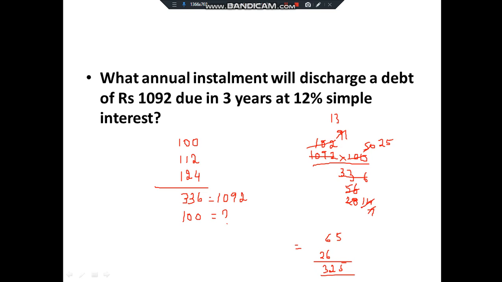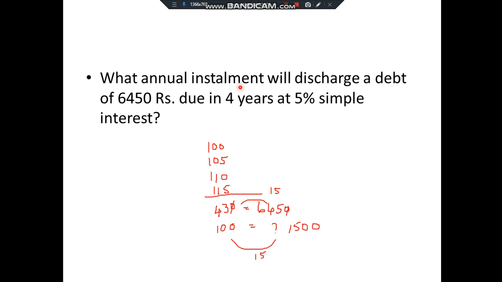Yes. See the next question. What annual installment will discharge a debt of rupees 6450 due in 4 years at 5% simple interest? First thing, principal 100 rupees, and since it is 4 years, you go with the next 5%, which means 105, next 5% means 110, and next 5% means 115. In total, you'll get 430. That is equal to our total debt 6450. So we have to find how much the annual installment for 100 is, okay? You'll get the answer as 1500, okay?